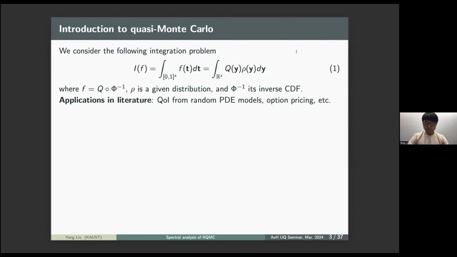And this kind of randomized approach for the integration has applications in the literature. For instance, you want to compute the quantity of interest from random PDE models, or there are finance applications like computing the price of options.